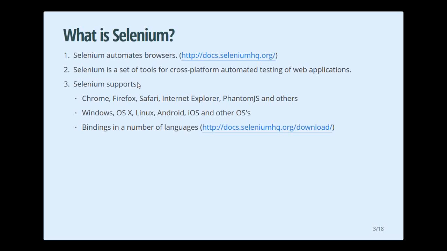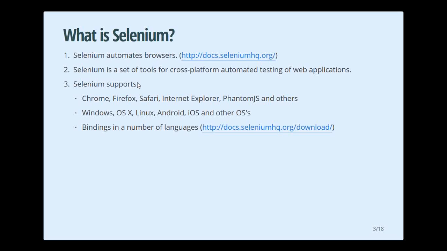There's bindings in a number of languages. Officially, bindings produced by the Selenium project, there's 4. So there's Java, Python, Ruby, and JavaScript. On top of that, there's a number of third-party bindings for other languages such as PHP, Perl, C#, and of course R. So RSelenium is a third-party binding for Selenium.